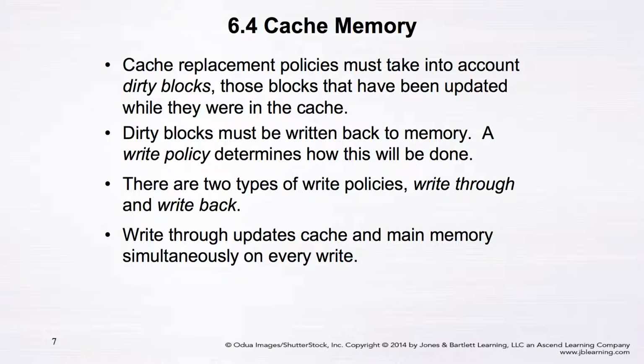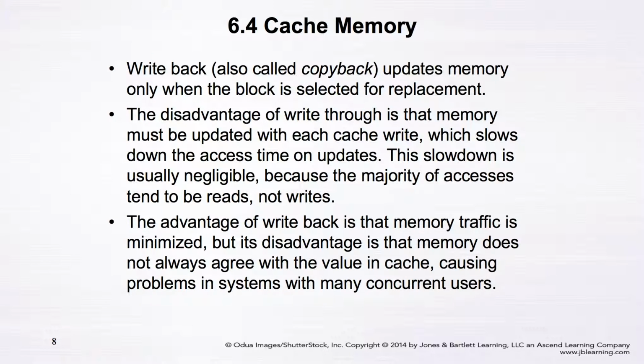Write through updates the cache and the main memory simultaneously on every write. On the other hand, write back, which we also call copyback, updates memory only when the block is selected for replacement. So that is the two ways to perform write through and write back. The disadvantage of write through is that the main memory must be updated with each cache write, and definitely this scheme will slow down the access time on update.